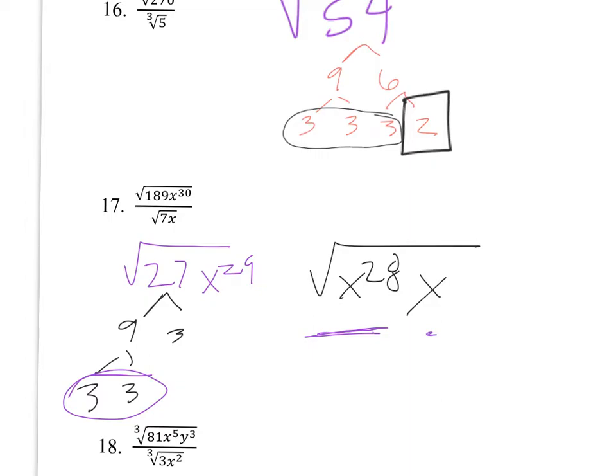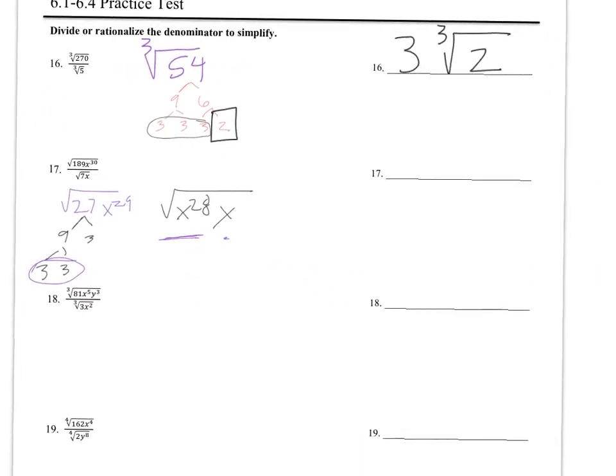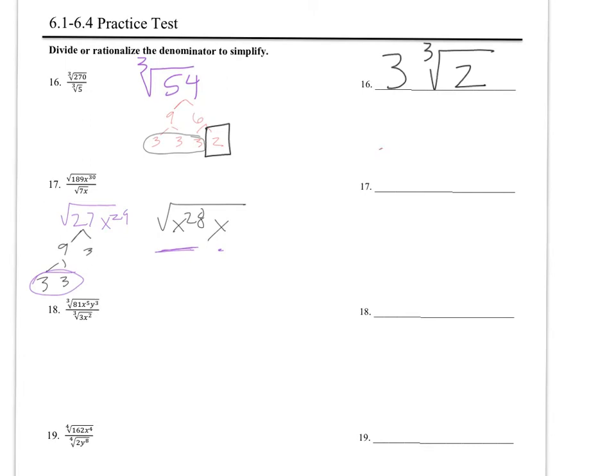So my final answer here would be I have a group of 3's. So that would give me a 3 on the outside. If I find the group of 2's in 28, that would give me x to the 14th. And I still have my square root 3 times square root x. Again, that square root 3 is from this 3 right here. Square root x is here.